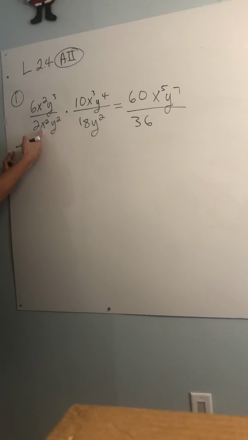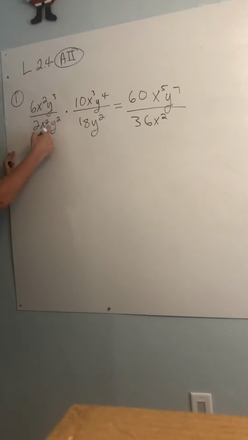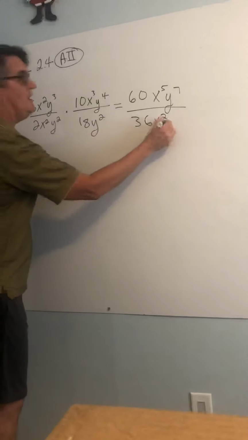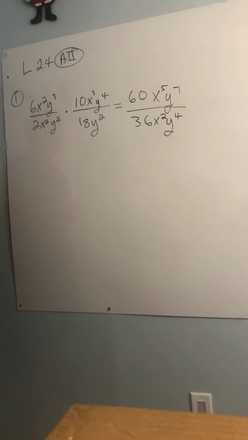x squared in the denominator, there's no other x's, so I'm just going to copy x squared. And then y squared times y squared, write the y and add the powers. Okay, so are y'all with me so far? Multiply coefficient times coefficient, same bases when you're multiplying, keep the base and add the powers.